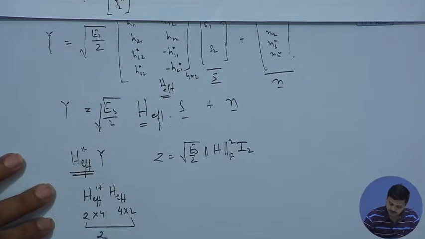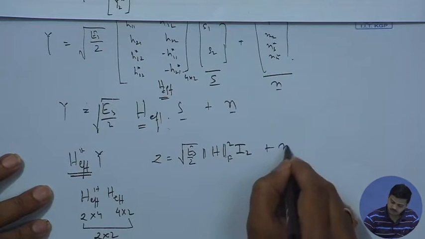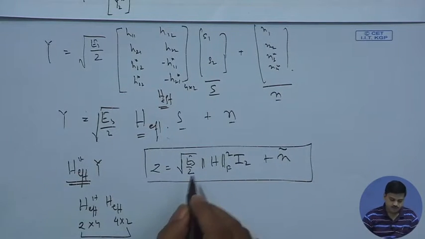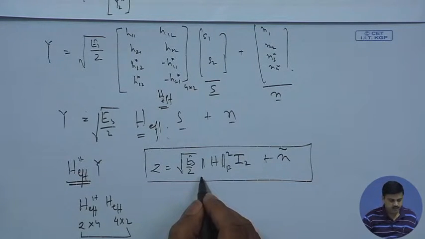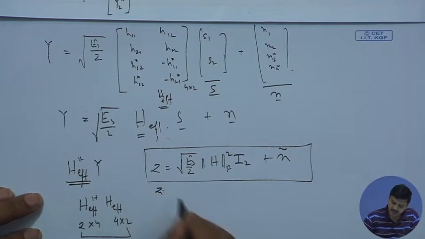So effectively we are getting a 2 cross 2. So that is why we have identity matrix of size 2 plus n tilde. So this is the whole expression which we get from this. Again, you have to calculate the SNR and Zi, any particular symbol. So this contains two symbols. This is a 2 cross 2 matrix.